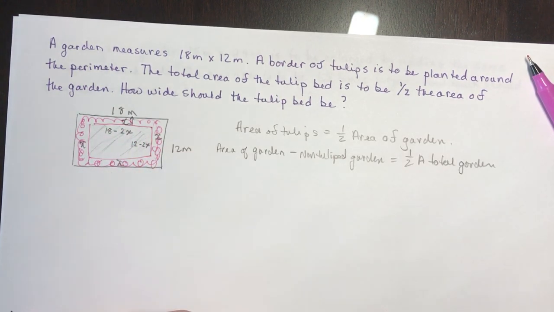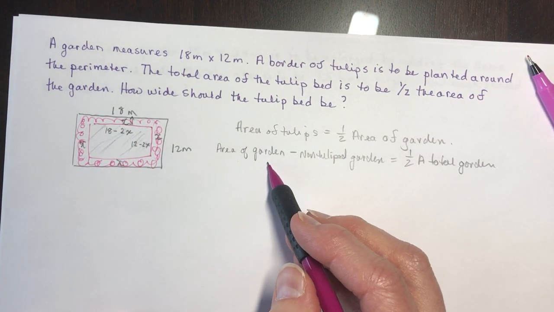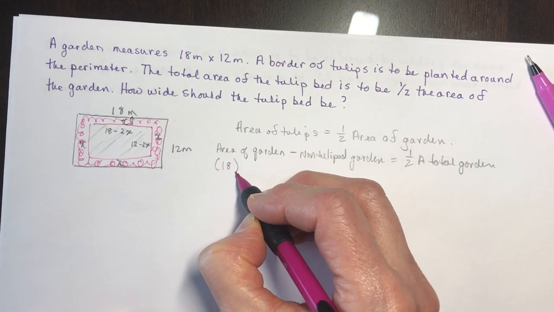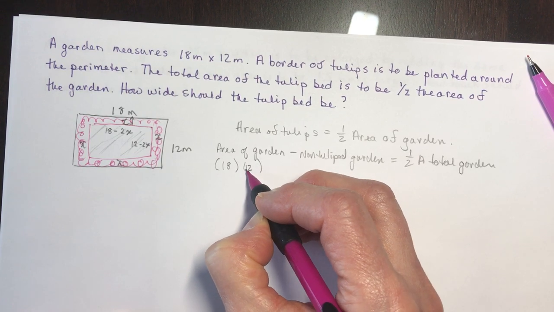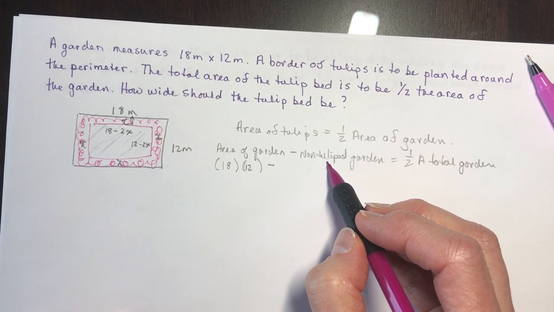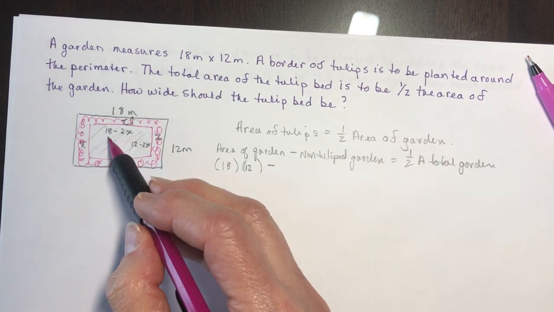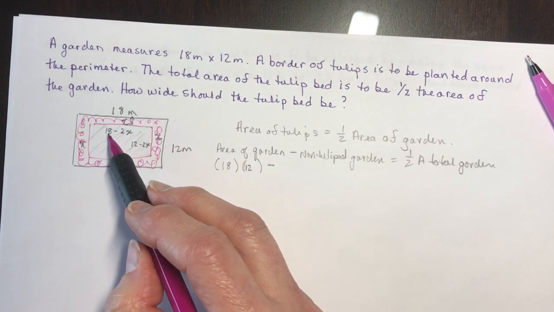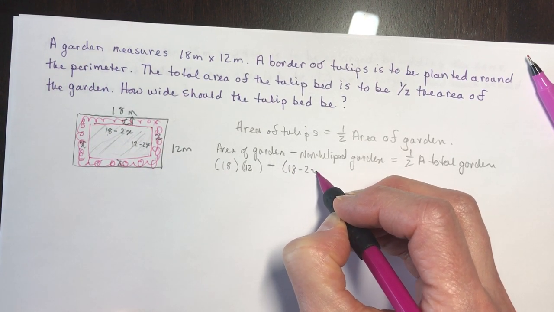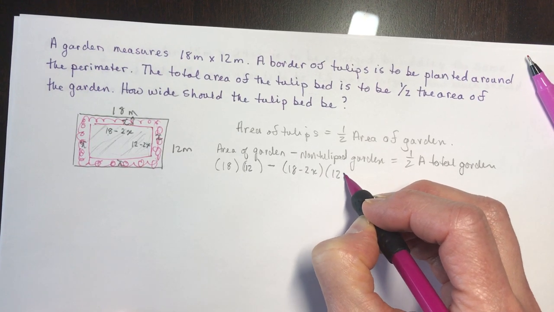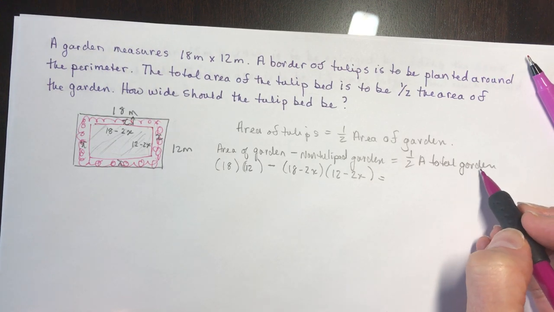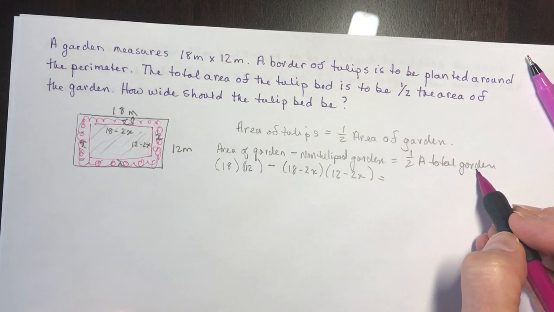Maybe it's just grass. Okay, so the area of the garden here now is 18 by 12 this time. 18 by 12, that's the whole outside. And I'm going to subtract away the non-tulipped garden. So that's this part in here, right? That's 18 minus 2x times 12 minus 2x. And that's going to be half the total area of the garden.